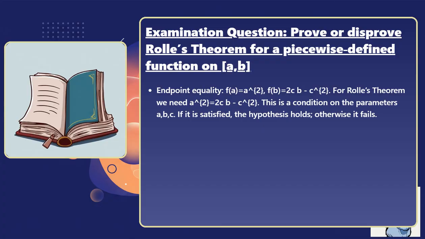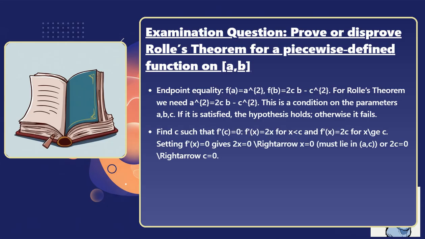Evaluating the endpoints, we get f of a equals a squared and f of b equals 2cb minus c squared. Rolle's theorem requires these two values to be equal, which gives the condition a squared equals 2cb minus c squared. This is a relationship that must hold among a, b, and c, otherwise the hypothesis fails.